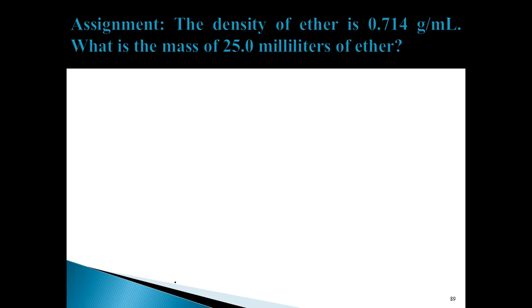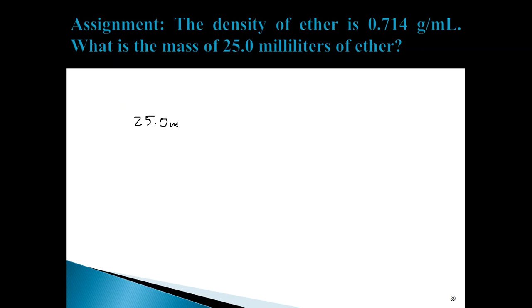Here is another example. In this case, they gave you the density of a certain liquid, ether, 0.714 grams per mL, and is asking what is the mass of 25.0 mL of ether. So in this case, what you can do sometimes, because density is a combined value, I mean you're combining two things, mass and volume, you can express that combined value as a conversion factor, and that is very convenient for what we're about to do.